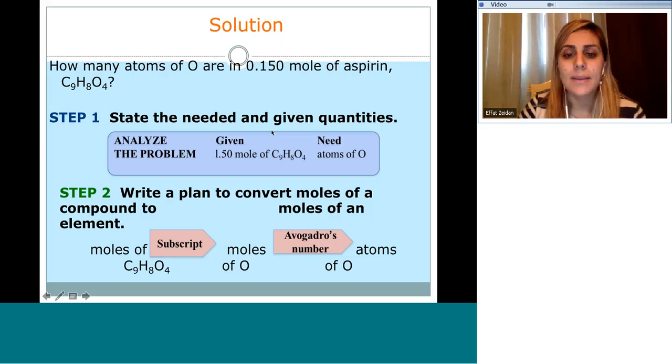In this one compound, we know that we have 4 moles of oxygen. But in 0.15 mole of aspirin, how many oxygen atoms are there? So what do we need to do? We need to convert, first of all, the moles of aspirin to moles of oxygen, and then the moles of oxygen, using Avogadro's number, we convert to atoms of oxygen.